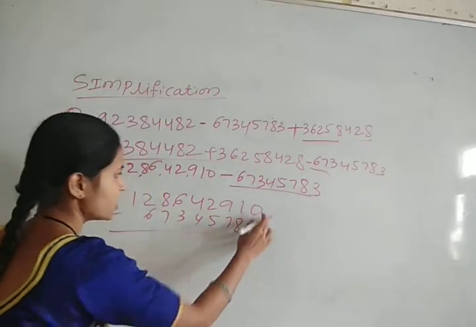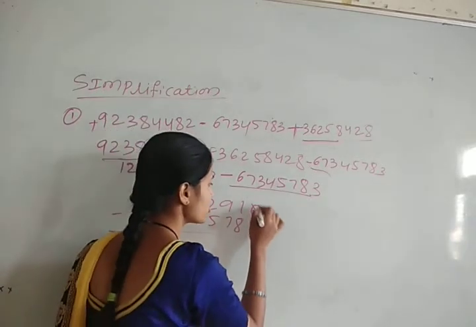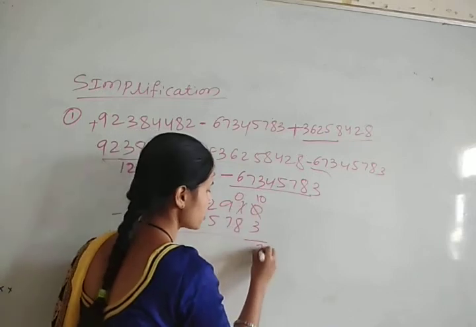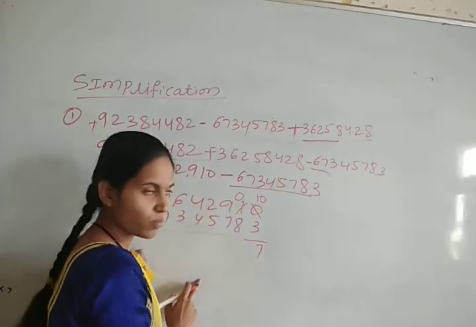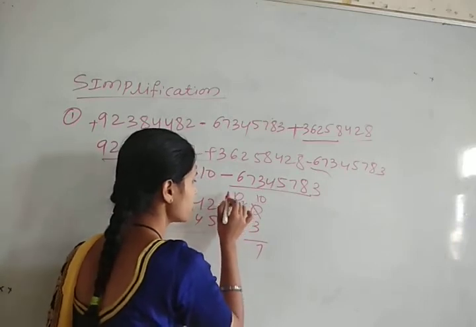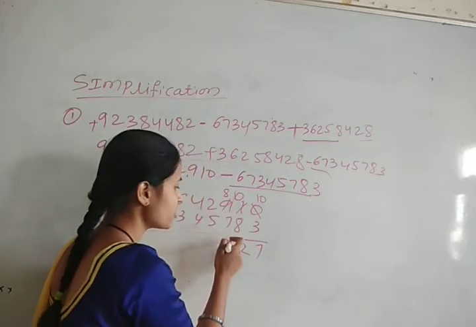Now subtract. 10 minus 3 is not possible. I will take one borrow. Here 0 becomes 10. Here we have with 0. 10 minus 3 is 7. Here 0 minus 8 is not possible. For that I will take one borrow. Now this 0 becomes 10. Here we have with 8. 10 minus 8 is 2. Now 8 minus 7 is 1.